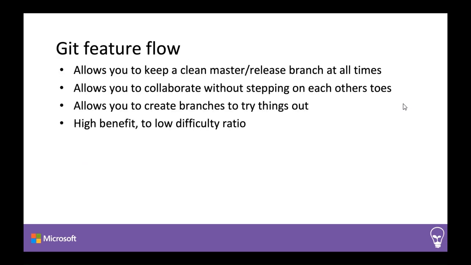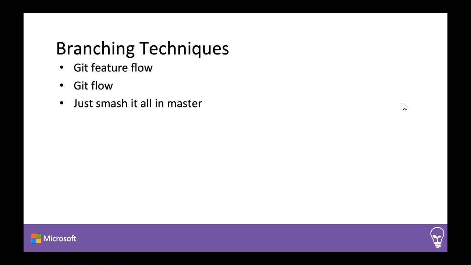So Git feature flow is a Git branching technique. What that means is it's a way of using Git in an efficient way to help your team or help yourself in a project. There are 1,000,001 different branching techniques, so I'm going to go through Git feature flow today. There's also Git flow. There's also the classic just smash it all in master. That's what most people do when they first start Git. They go from making version folders on their desktop to putting random commits into master.